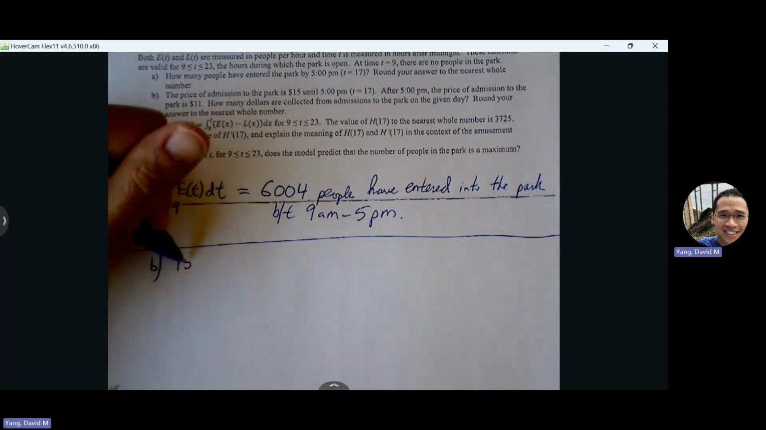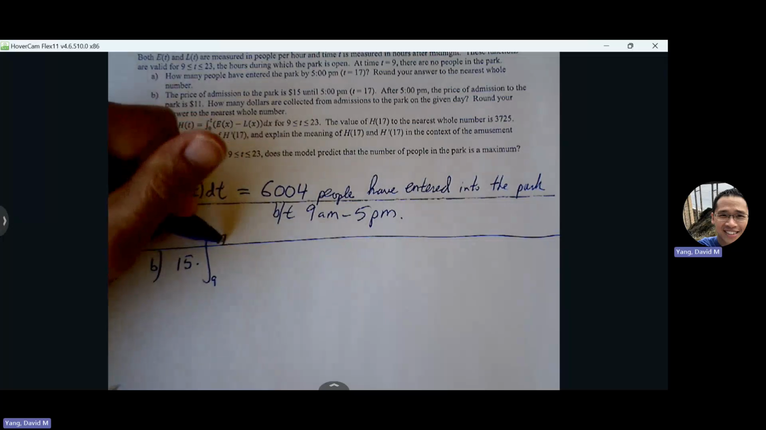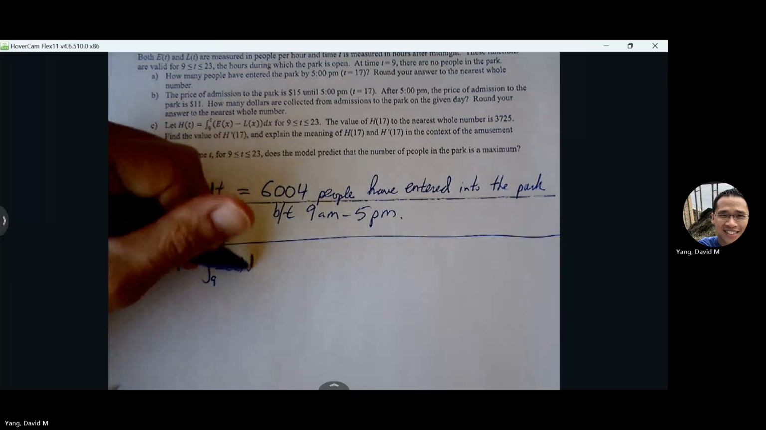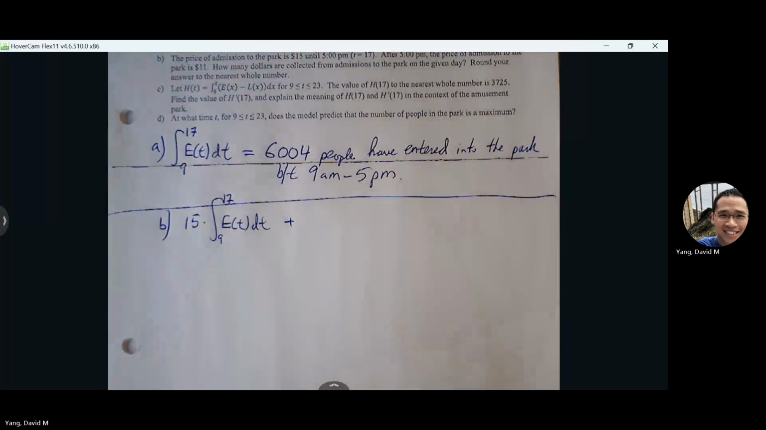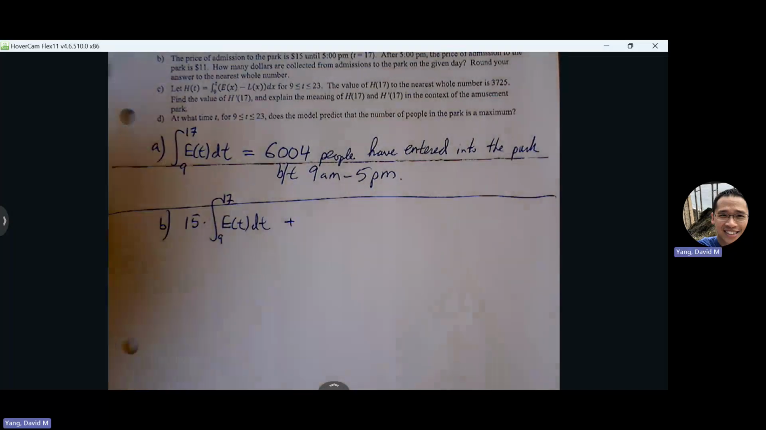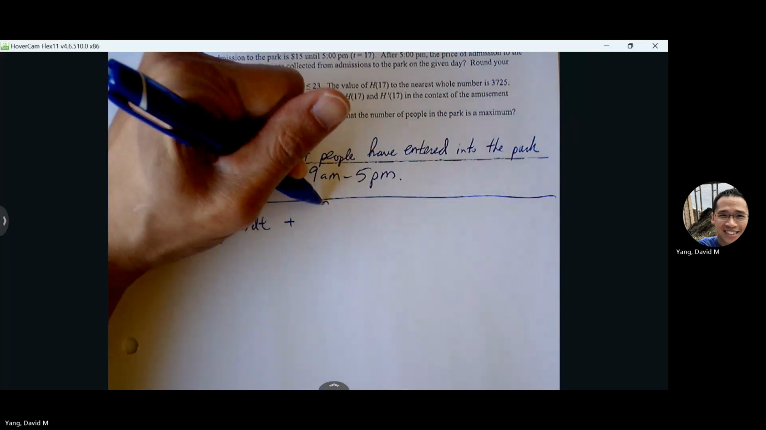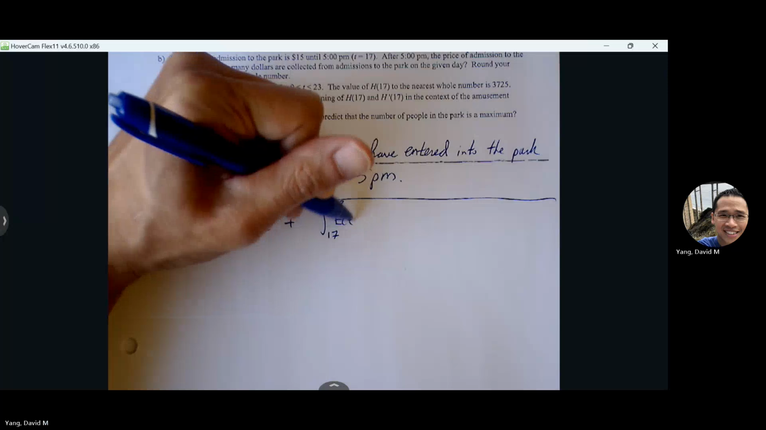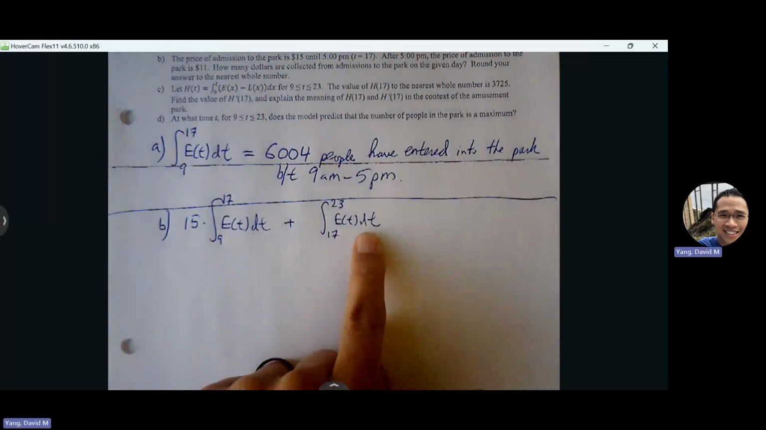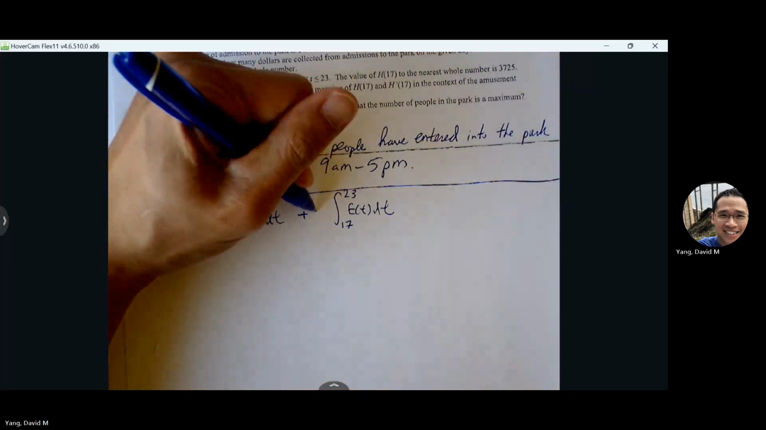So we can just take 15 times the 6,004, which I'm just going to write in the integral notation again. How can we represent the number of people who've entered the park from 5 p.m. to closing? Yep, the integral from 17 to 23 of E of t. And whatever this gives back to us is the number of people who've entered the park, and we'll charge each of them $11.